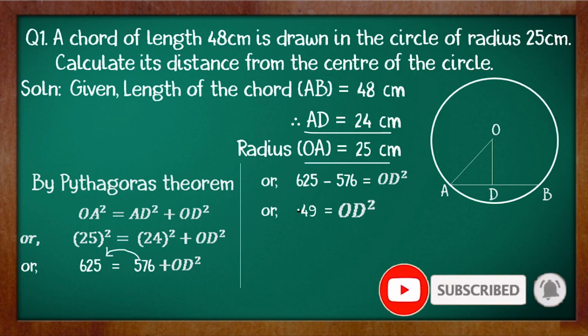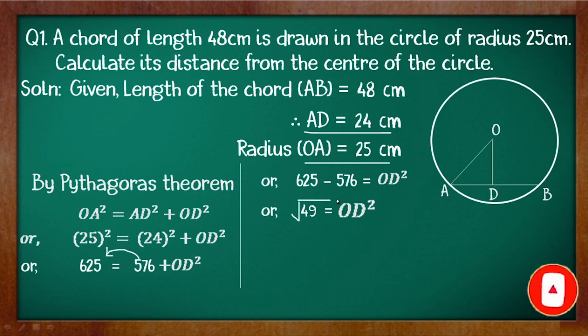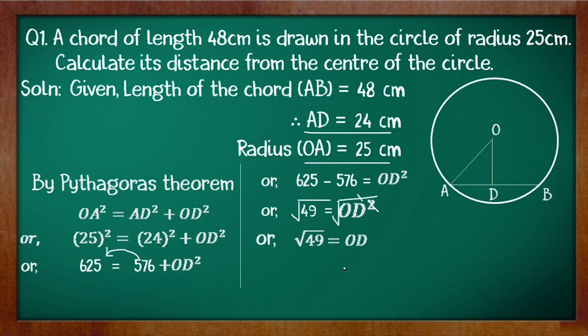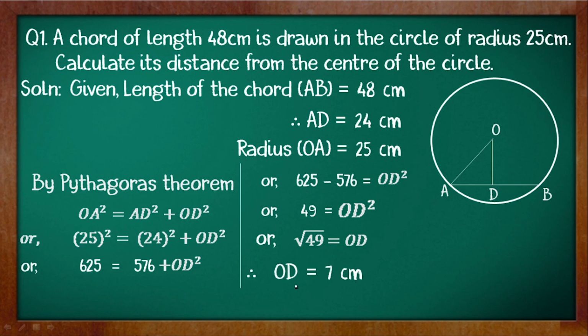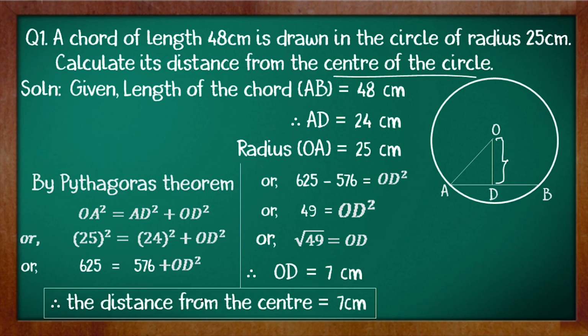So we'll be square rooting both the sides. The square and square root will get cancelled out. So we'll have square root of 49 is equal to OD. Now what is the square root of 49? It is 7. So OD is equal to 7 centimeters. So this is the distance from the center of the circle to the chord. Therefore the distance from the center is 7 centimeters. So this is how we solve this kind of problem.